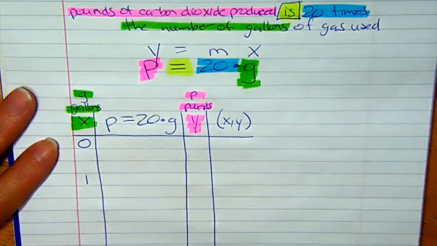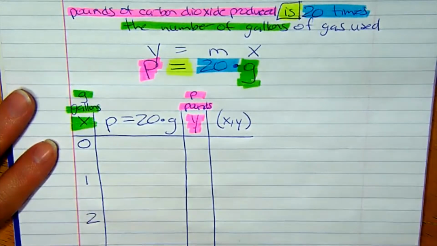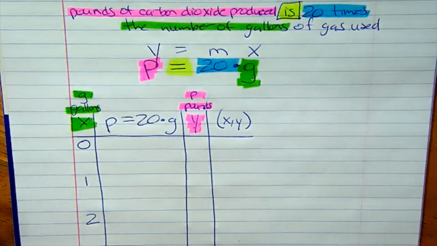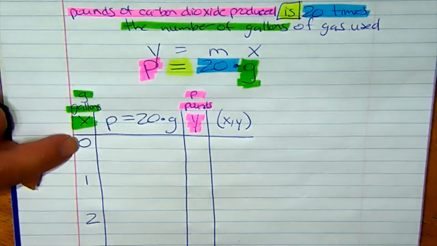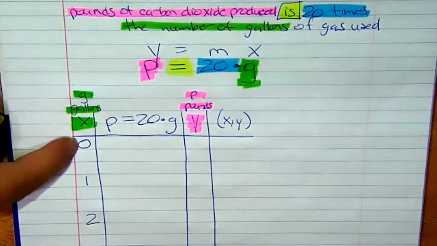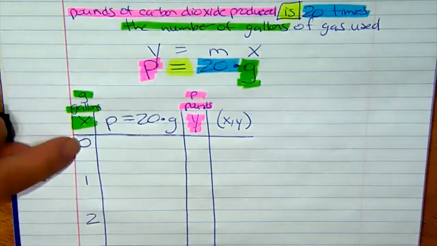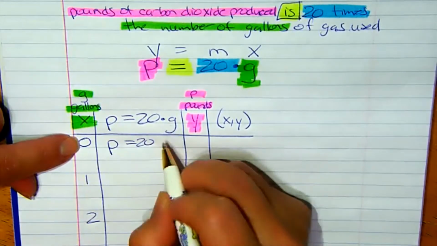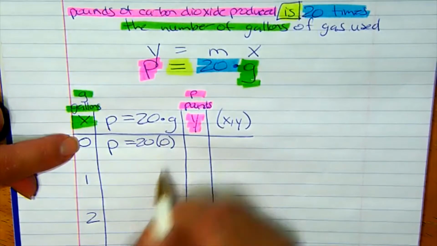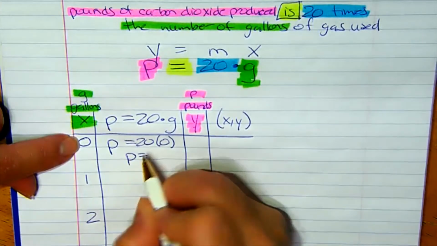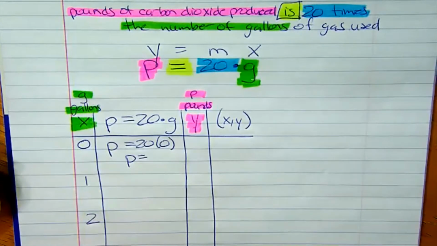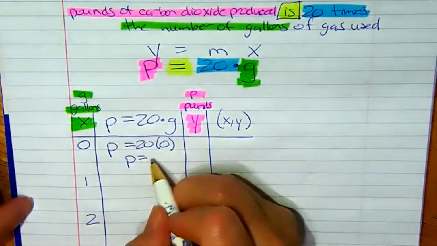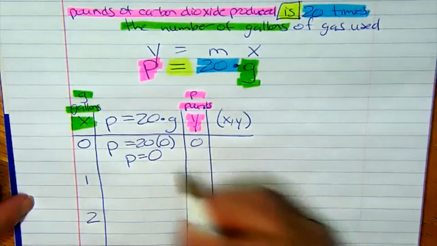We can put 1 gallon of gas in a car. We can put 2 gallons of gas in a car. We cannot put negative gallons. So now at this point, it's just substitution. I'm putting in input, I'm putting in 0 gallons of gas. So I'm going to substitute 0 for G. When I put in 0 gallons, I get out 0 pounds of carbon dioxide.